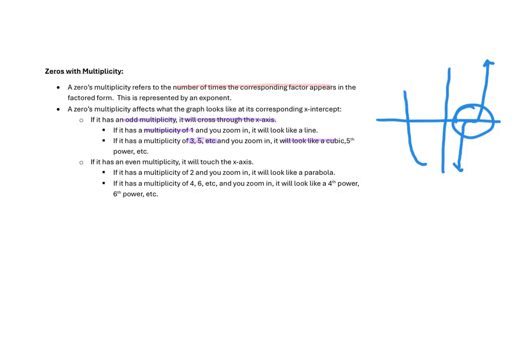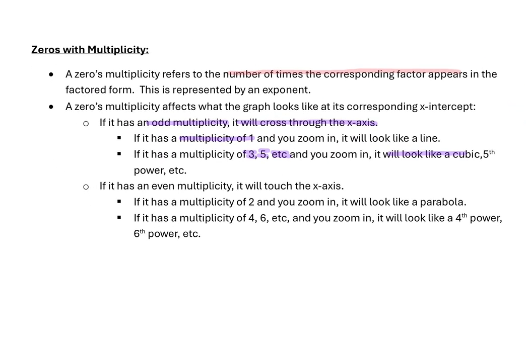All right. Now, we also have zeros with even multiplicity. And so when we talk about even multiplicity, what it does is it will touch the x-axis. If it has a multiplicity of 2 and you zoom in, it will look like a parabola. On the other hand, if it has a higher even multiplicity, 4, 6, etc., then it's going to look like a fourth power, sixth power, etc.